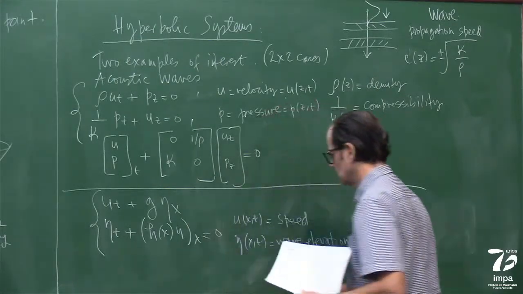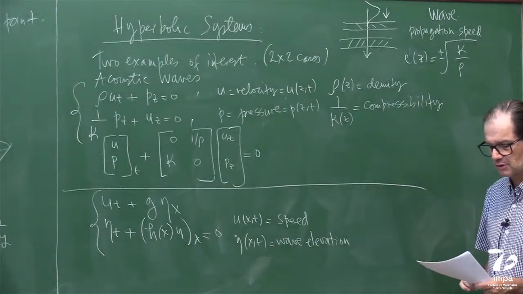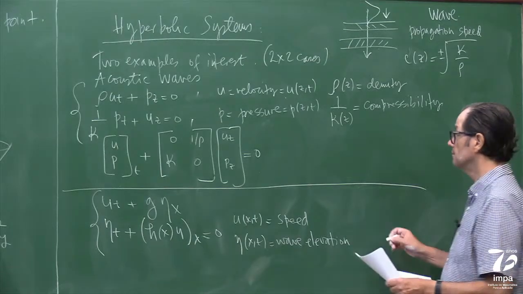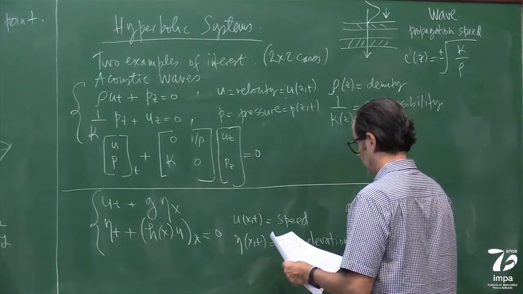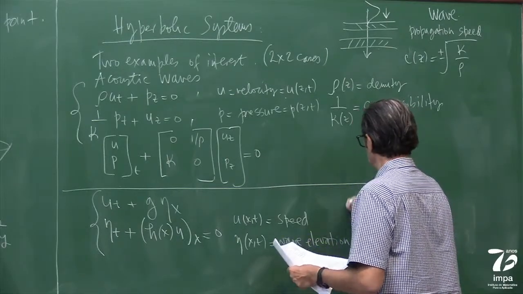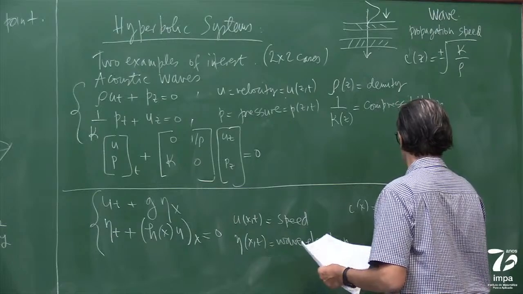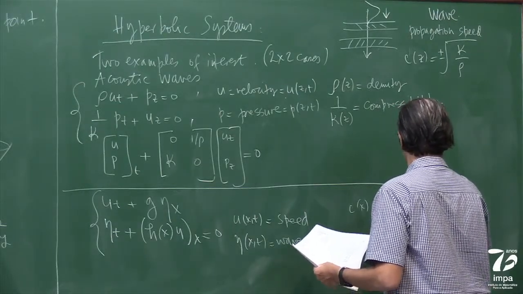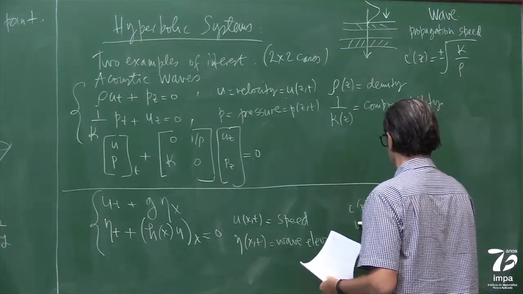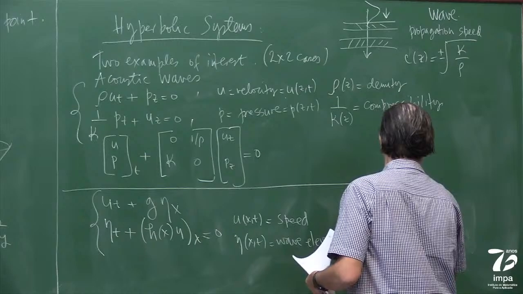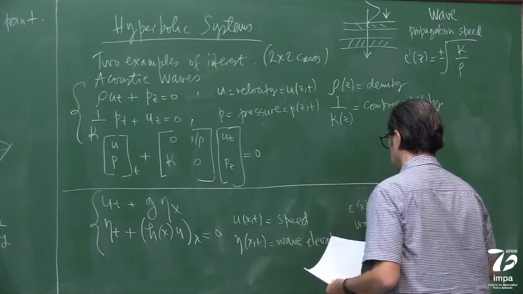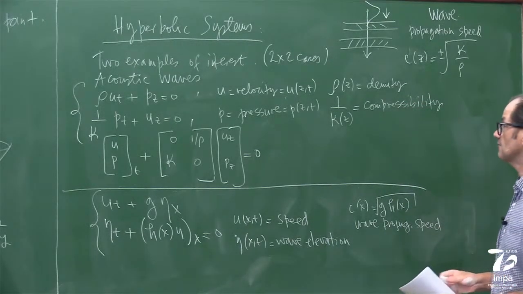Let me not write this, I will just mention it. Let me do a figure or dimension. And c of x, which is the square root of g h of x. This is the wave propagation speed. And what kind of problem is this one?